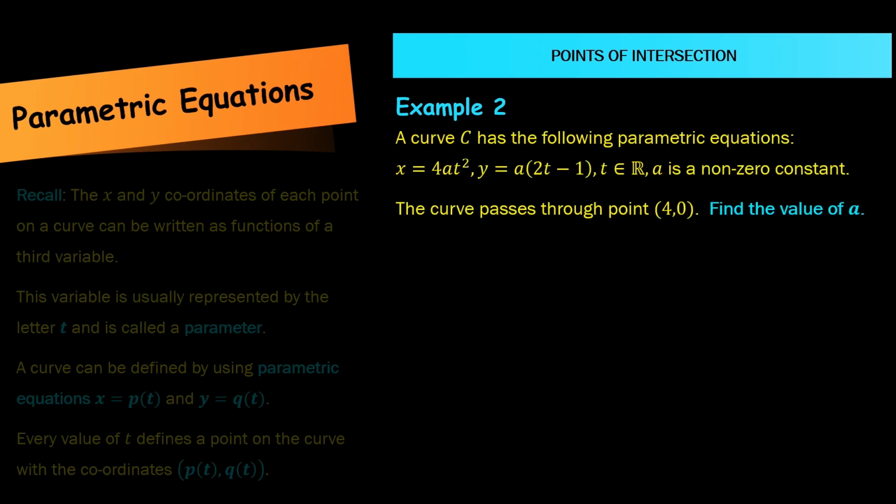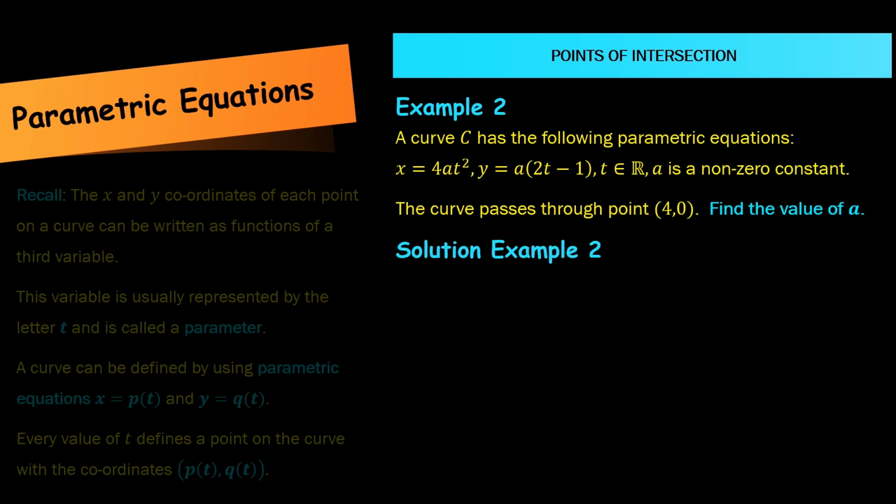Now let's take a look at another example. Pause the video and have a go. Press play when you're ready to view the solutions. So a curve C has the following parametric equations: x equals 4at squared and y equals a times 2t minus 1, where t is a real number and a is a constant. The curve passes through the point 4, 0, and we are required to find the value of a.